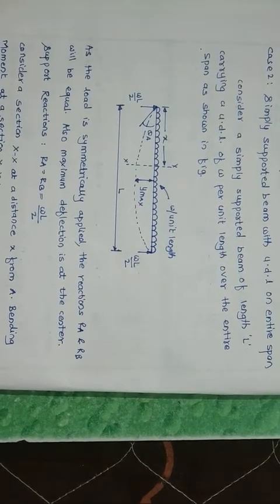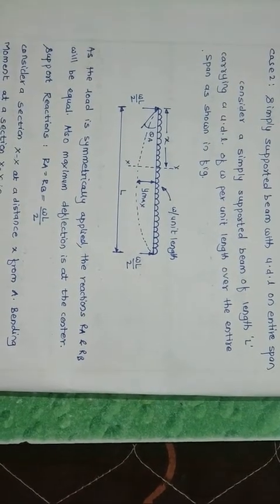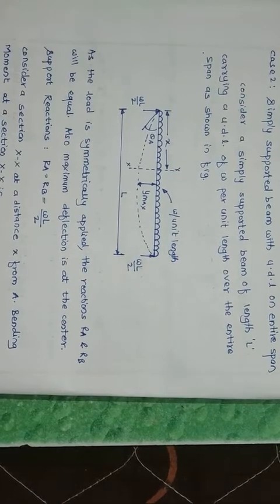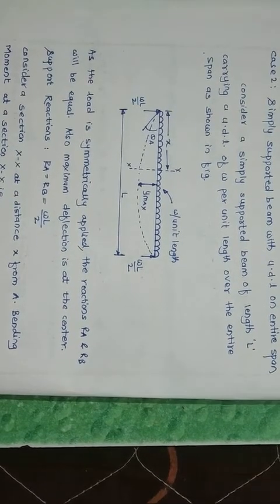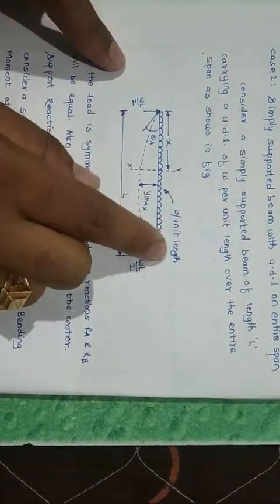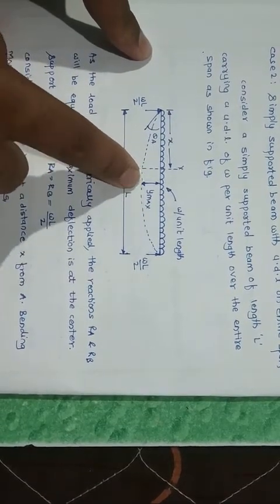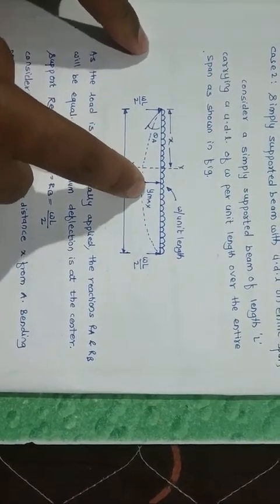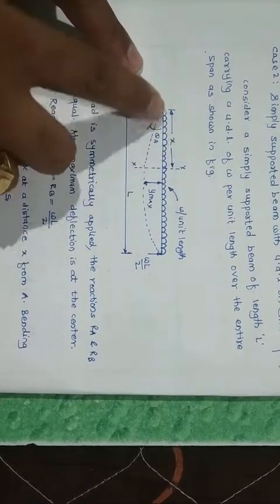Now consider a simply supported beam of length L carrying a UDL of W per unit length over the entire span, as shown in the figure. This is the length L, and this W per unit length is the UDL. This is point A, this is point B. At the center is the maximum deflection, Y max. This XX section is at a distance X from point A.